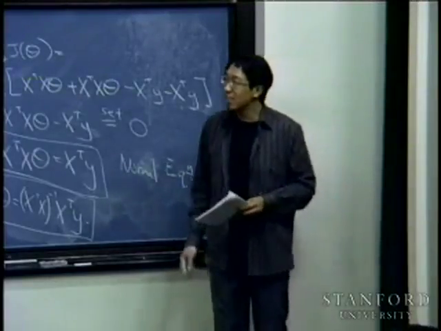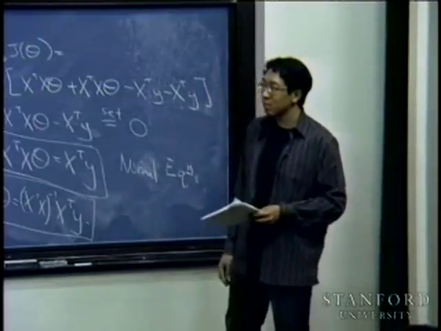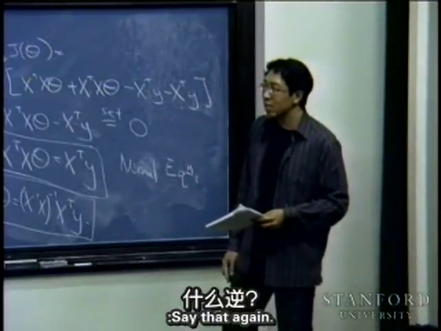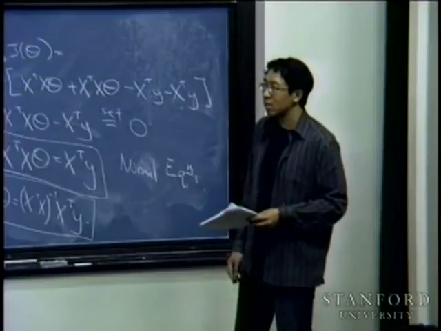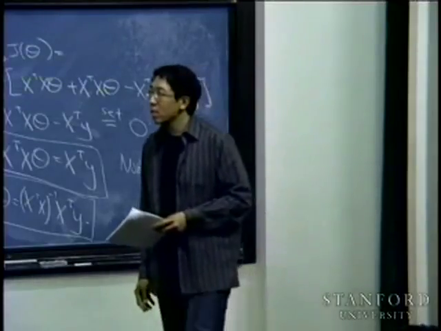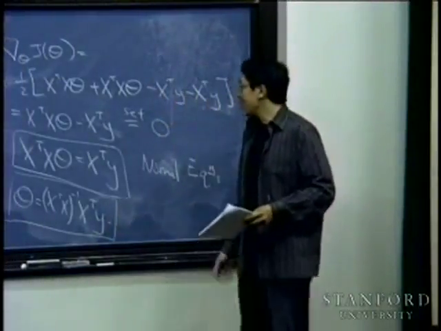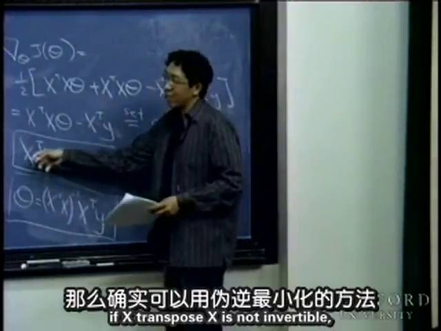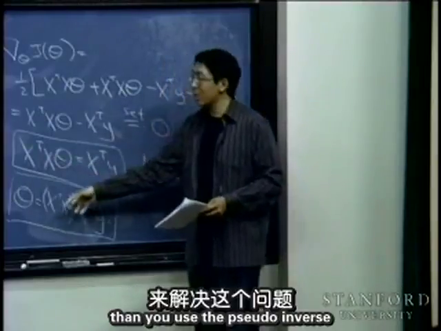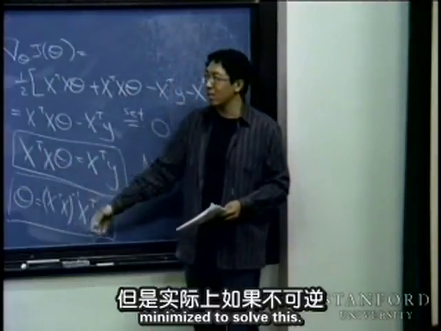Just pseudo inverse of x? Say that again? What you derived here, wasn't that just a pseudo inverse of x? Pseudo inverse? Yeah, it turns out that if x transpose x is not invertible, then you use the pseudo inverse to solve this.